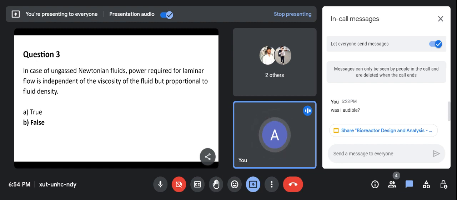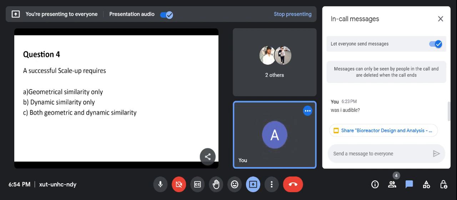In case of ungassed Newtonian fluid, the power required for laminar flow is dependent on the viscosity. But once you have a gassed Newtonian fluid, this statement becomes true. The power required would be proportional to the fluid density, and independent of the viscosity of the fluid. But in this case, since we're talking about ungassed Newtonian fluid, the answer is false. So let's move on to question number 4.